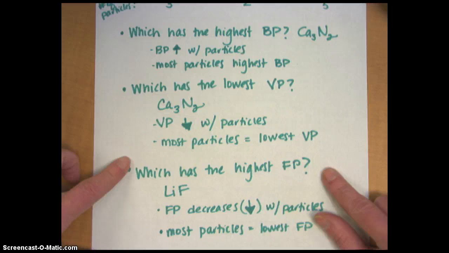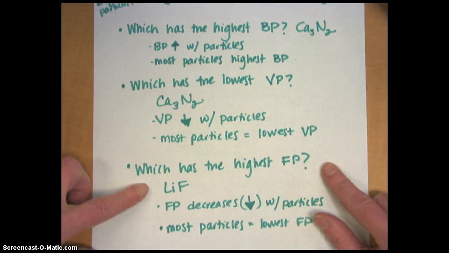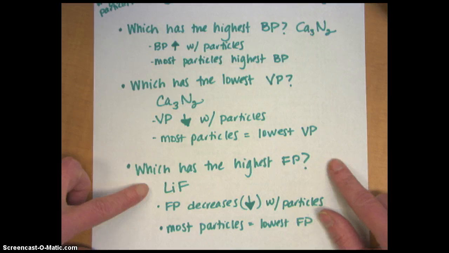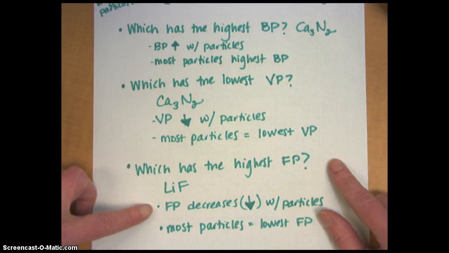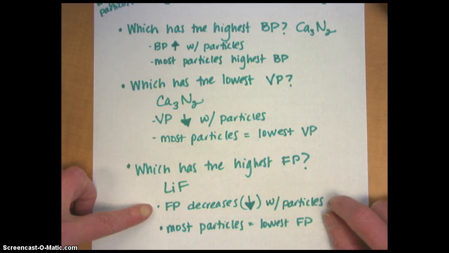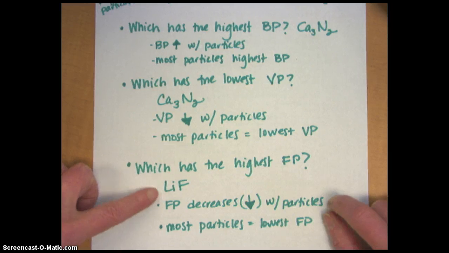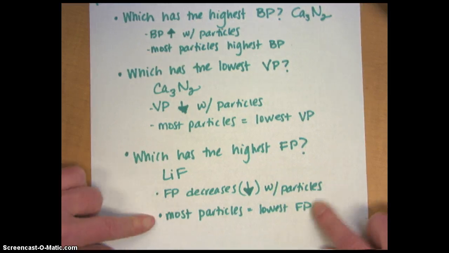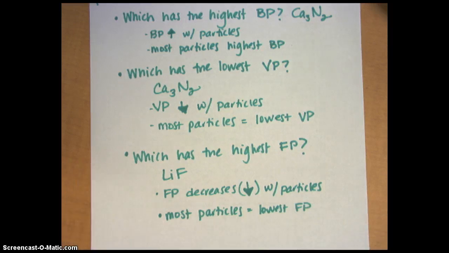Which has the highest freezing point? The highest freezing point is going to be the one with the least amount of particles, and that's because of freezing point depression. So freezing point decreases with the number of particles. The one with the most number of particles is going to have the lowest freezing point, which is calcium nitride.